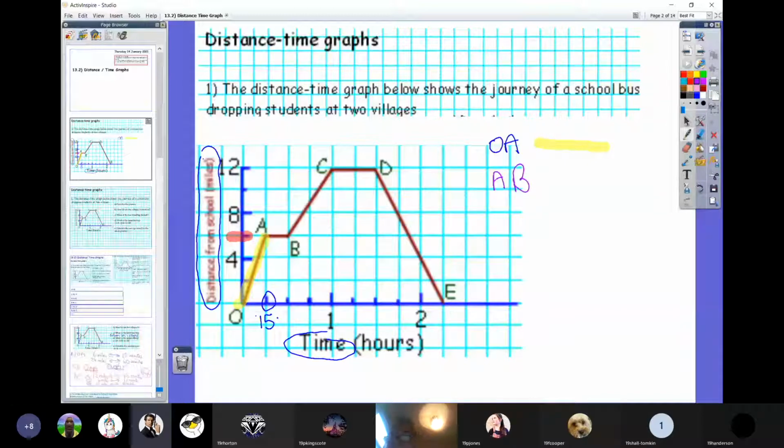Between A and B, I'm just going to change the fluorescent pen colour. Whoops, I haven't changed it. Between A and B, that little journey there between A and B, that's just going to come through in green. Well, what's happened there? We're still 6 miles from school. Okay, we haven't got any further from school.